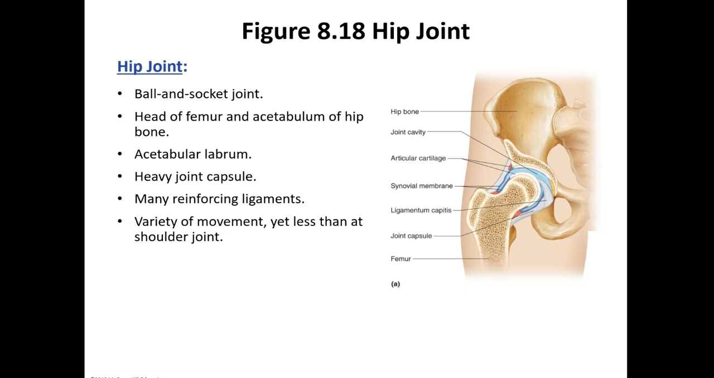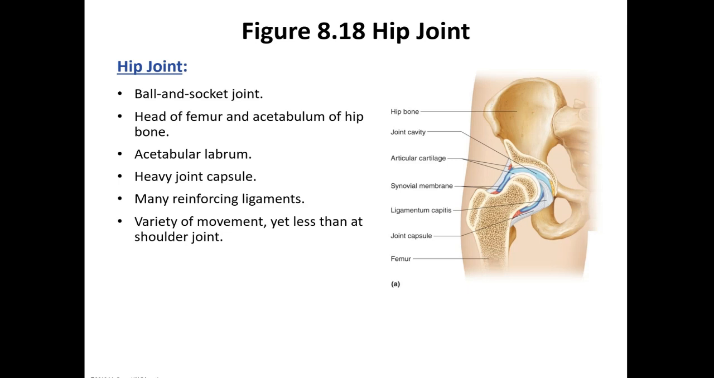To ensure that the insertion of the head of the femur is firmly intact, there are ligaments that connect from the pelvic bone to the femur, from the femur to the pelvic bone, and wrap around that area to reinforce the firmness of this joint.